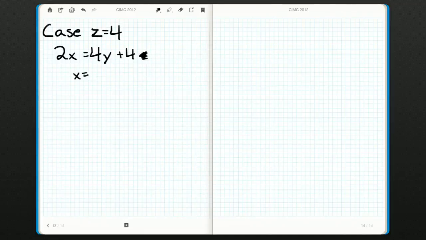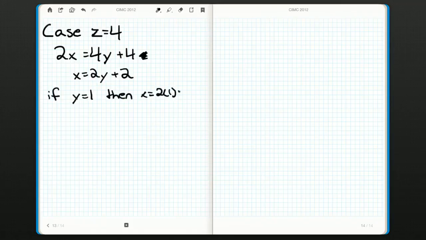So that's x is 2y plus 2. So as before, we can just run down a list of, okay, what can y be, and then what values of x do we get? If y is 1, then 2 plus 2, that's going to be 4. Can x be 4? Absolutely.